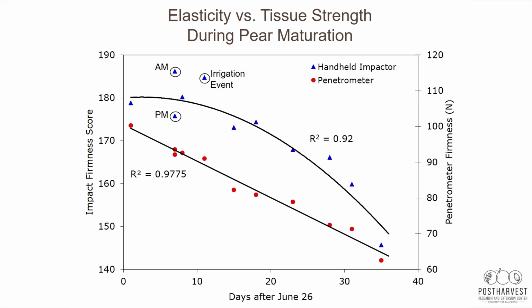Generally speaking, this impact firmness score relates well with the firmness of the produce. And it also relates well with invasive methods like this penetrometer firmness. Basically, this is comparing this impact firmness score, non-invasive, non-destructive, with an invasive method of measuring firmness.